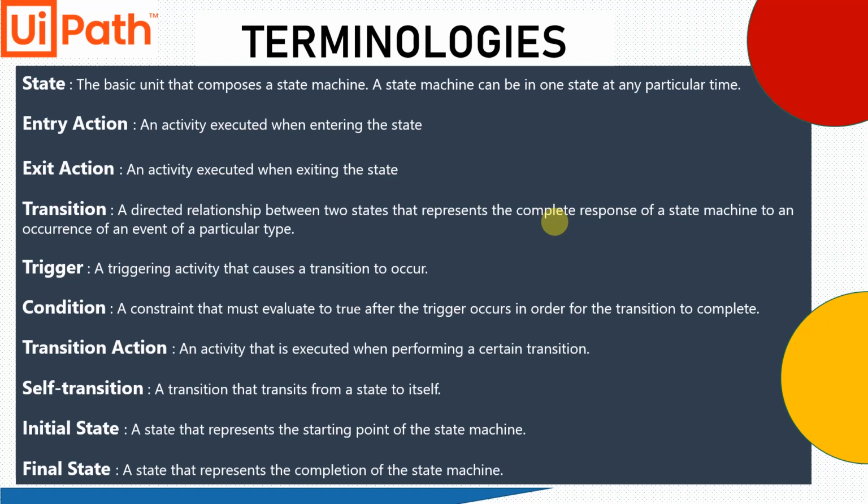So the terminologies are state, entry action, exit action, trigger, condition, self transition, initial state, and the final state. This is a brief description of all the terms which you will hear whenever we are using the state machine. For example, an entry action, so this is the activity.